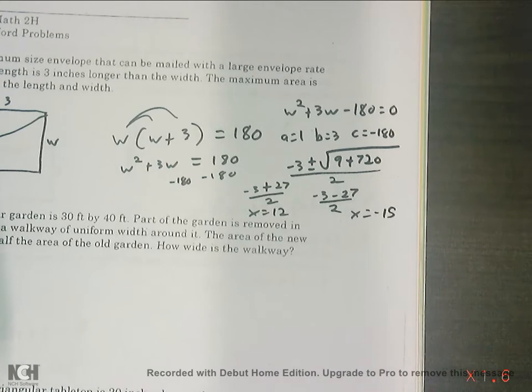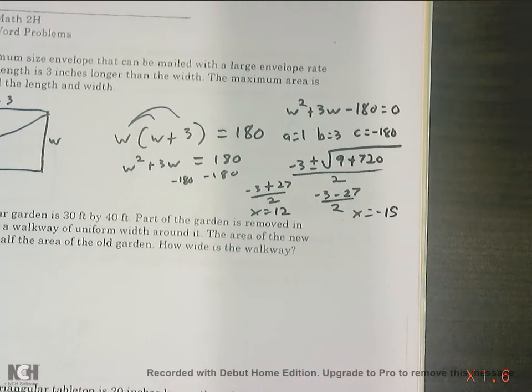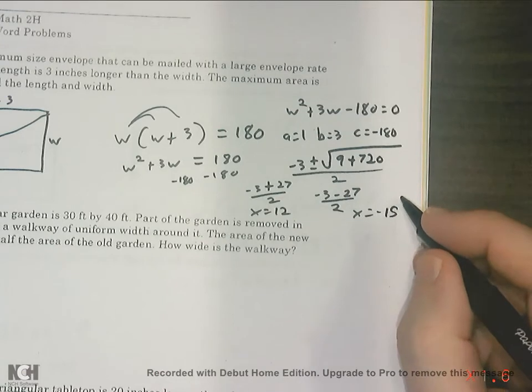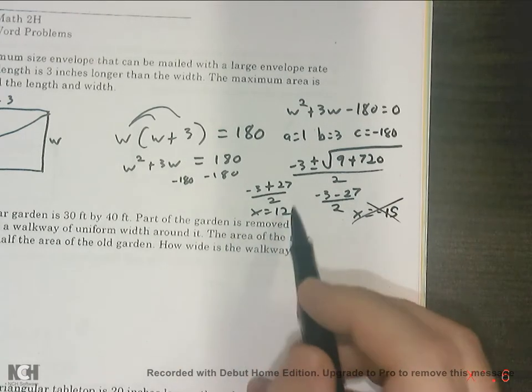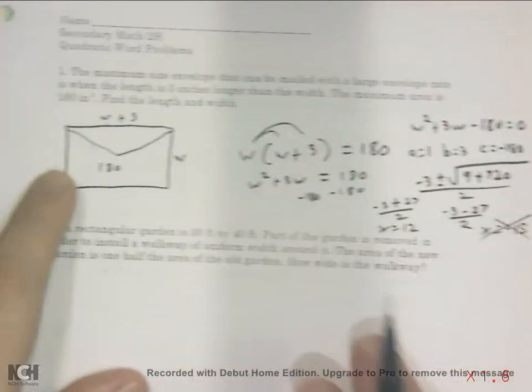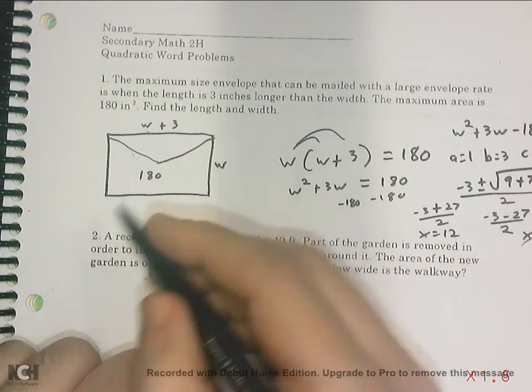Now, can you have a measurement of negative distance? No. So that one doesn't work. But this does, so this can represent my W. So if I plug it back in, that means that my width is going to be 12.